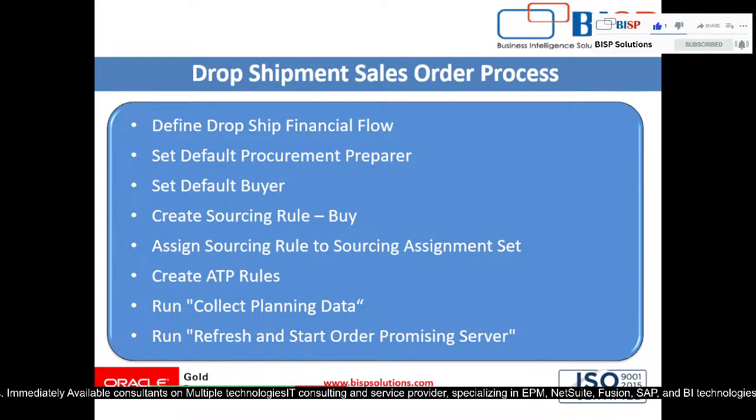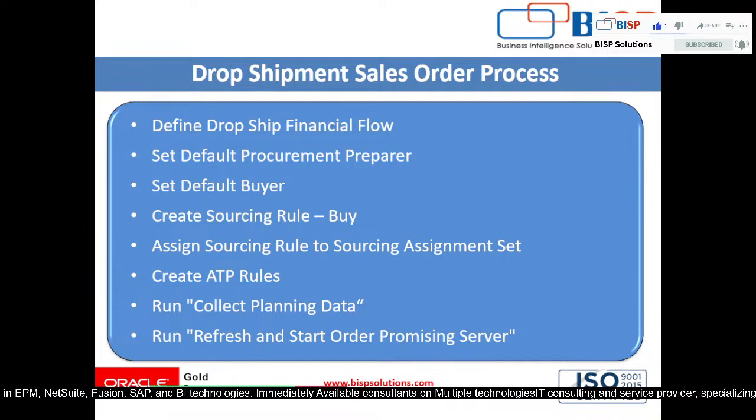We have to create the ATP rule, and after setting all the configuration for this drop shipment, we have to run collect planning data, because we have to map, you can say synchronize, our inventory to our order management, right? Whenever you create the inventory organization, subinventory, right?